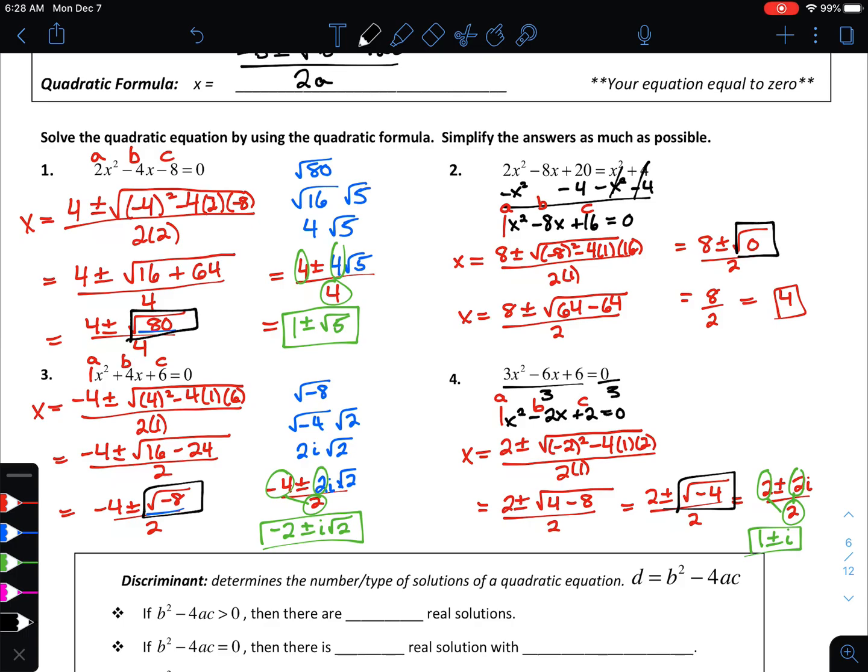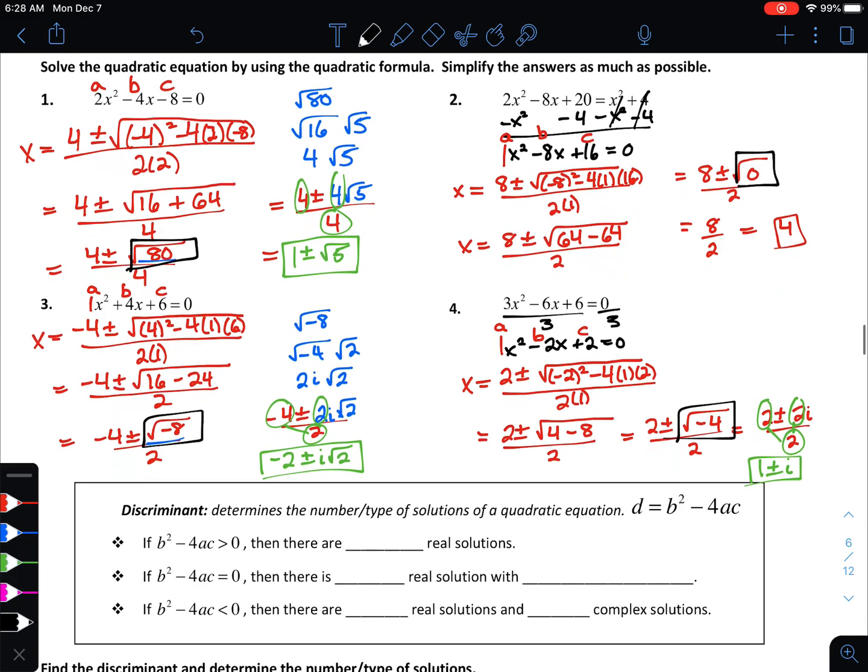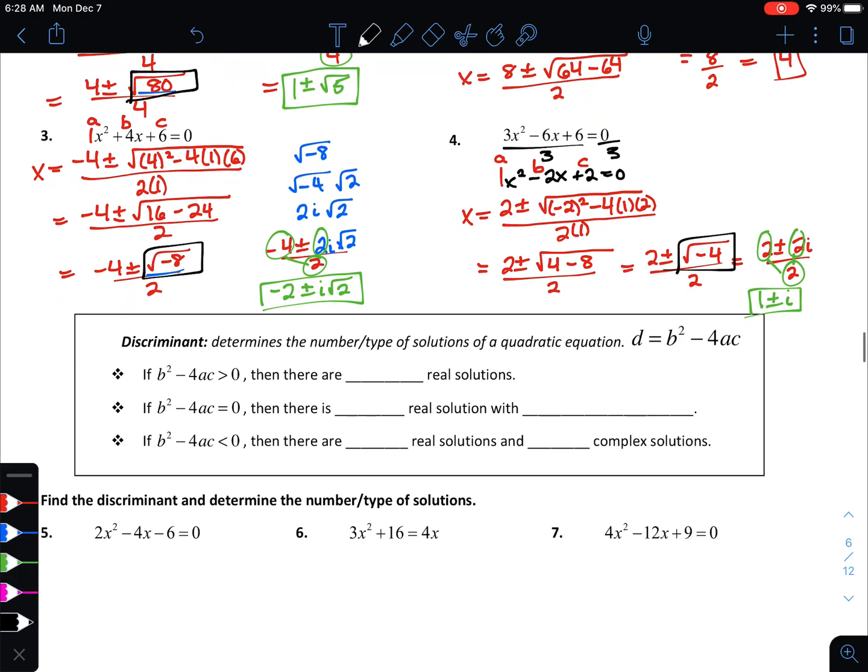So that number that's underneath the radical, we give a special name. We call it the discriminant. So the discriminant determines the number and type of solutions for a quadratic equation. So we let D equal b squared minus 4ac. In other words, the discriminant is equal to the number under the radical sign in the formula.